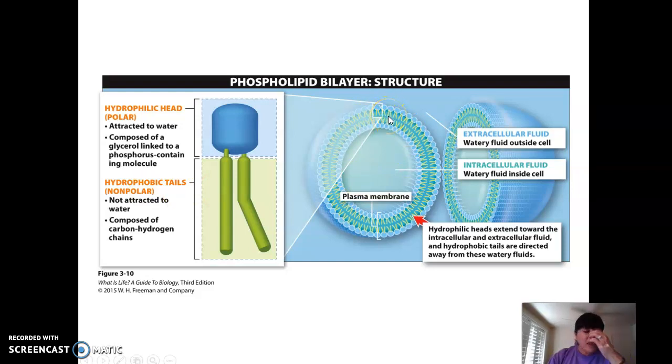which is perfect. If you're in an aquatic environment, in a water environment, these tails are going to keep the water from dissolving the cell. So even though the internal environment, intracellular fluid, watery fluid inside the cell, extracellular, extra means outside, extracellular fluid, water there, and it doesn't dissolve the cell because of the lipid tails, okay?